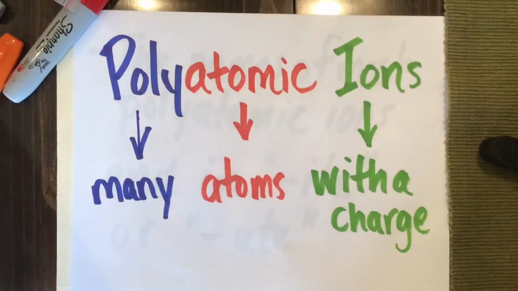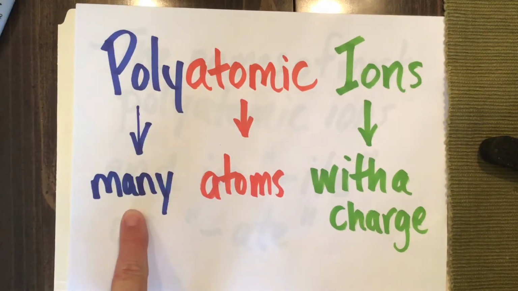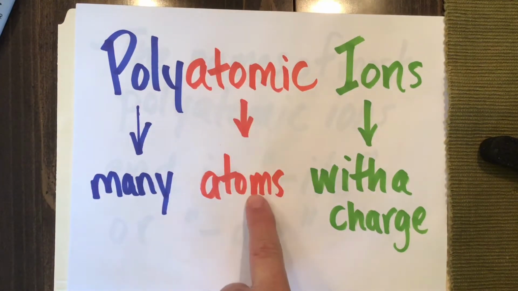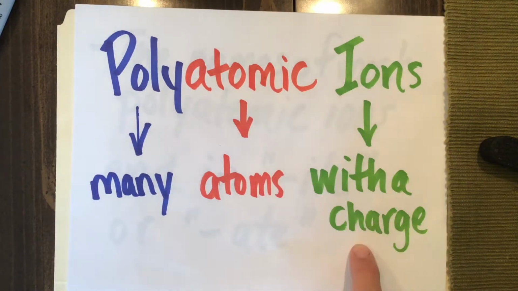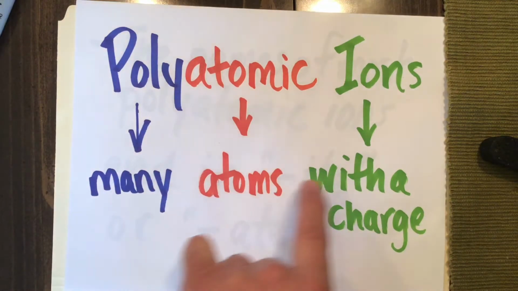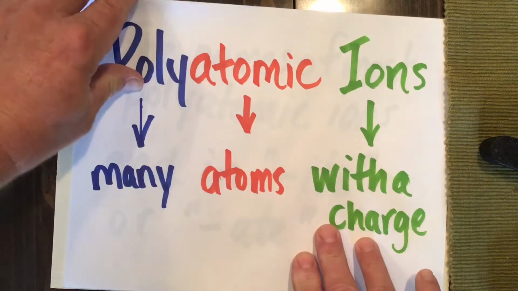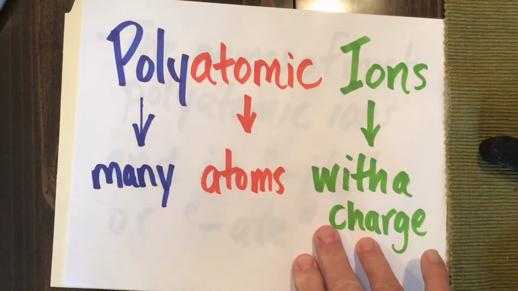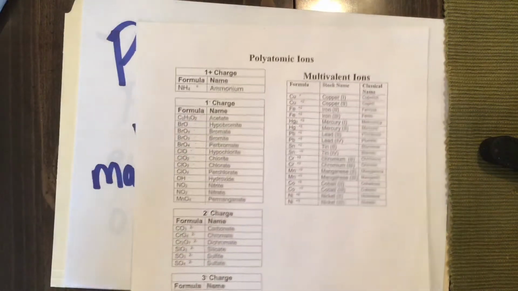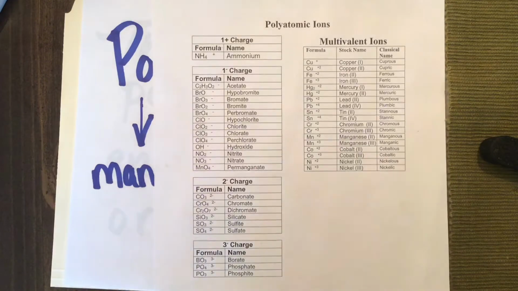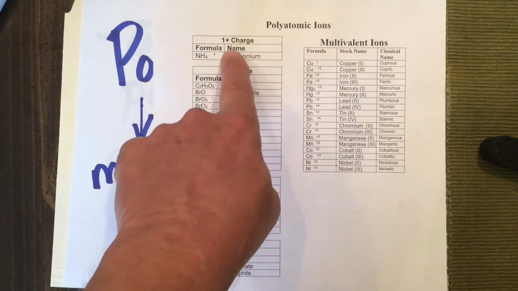Come on, let's go. So polyatomic ions. Poly means many. Atomic means atoms. Ions means with a charge. So polyatomic ions are many atoms with a charge. If you look on the back of your periodic table, you should have a list of polyatomic ions. Here they are, and they're listed by their charges.